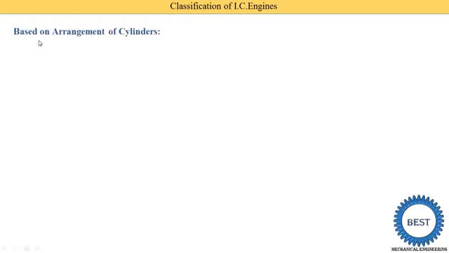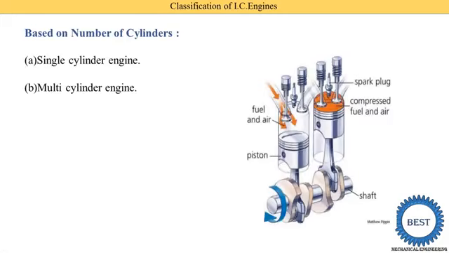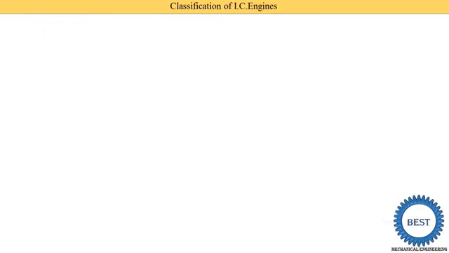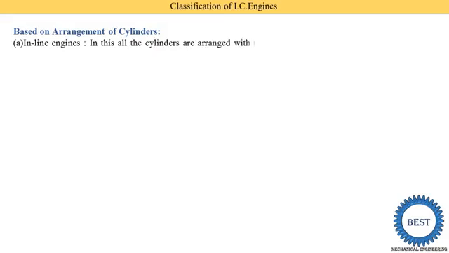Next classification is based on the arrangement of cylinders, meaning the way the cylinders are arranged. In the last case we studied the number of cylinders, either single cylinder or multi-cylinder. So in a multi-cylinder engine, how do we arrange the cylinders? According to that we make the classification. So first is the inline engine. Inline engine means all the cylinders are arranged with their axes parallel.